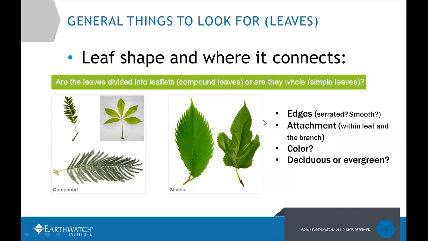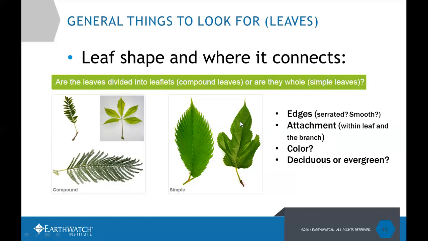Another thing to look at, other than the actual shape, is the edges. Many leaves will have special edges in terms of, are they serrated? Do they have these little cut marks all along them? Or are they smooth along the edges? That sometimes is a good indicator for a species.